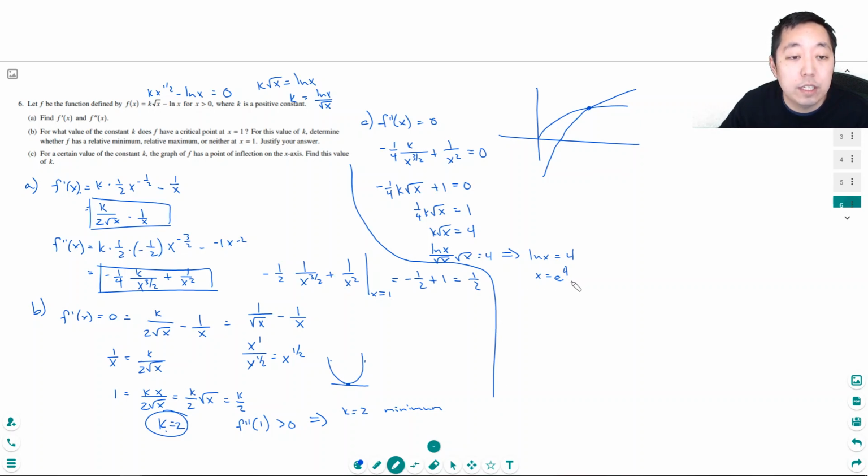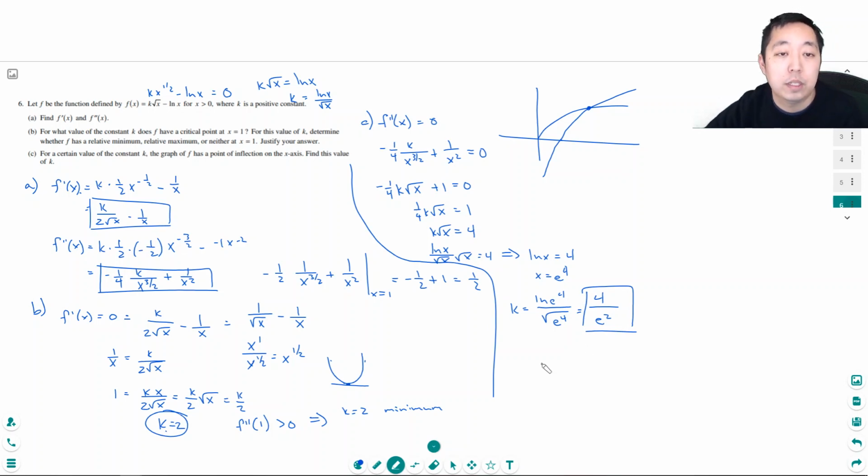Okay, let me break out what we're doing here. So x is e to the 4, so plugging back into k, I get ln e to the 4 over the square root of e to the 4. Ln e to the 4 is 4, and square root of e to the 4 is e squared, because it's e to the 4 to the 1/2. That would be that value of k: 4 over e squared. That was a tricky one. I had to think about that for a little bit. Okay, let's see how we did.